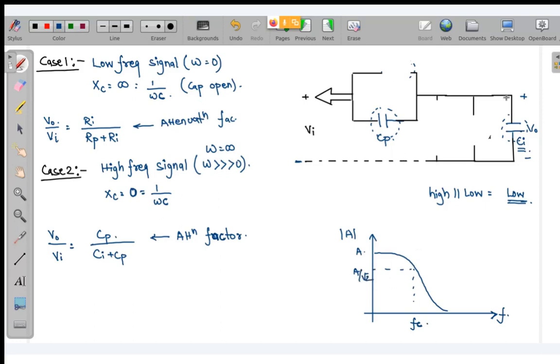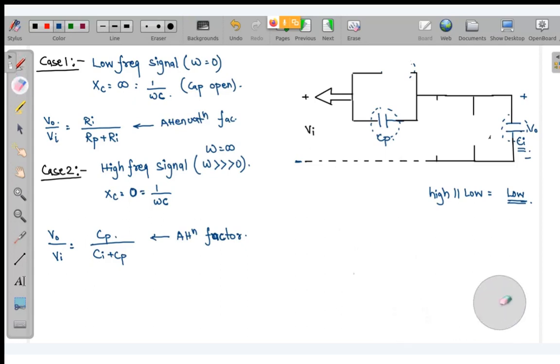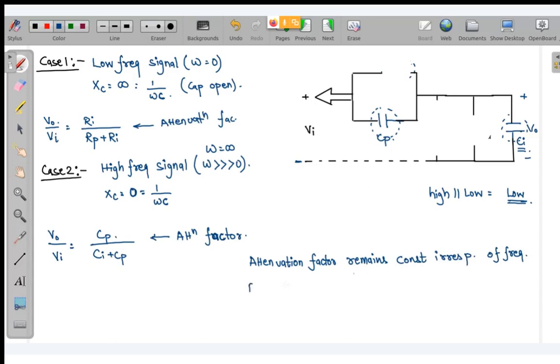But this is not a filter circuit. So obviously the attenuation factors are not going to be different. Attenuation factor at high frequency and at low frequency, both of them are going to be same. So you have to write that attenuation factor remains constant irrespective of frequency. So if that is the case, then equate both of these equations.